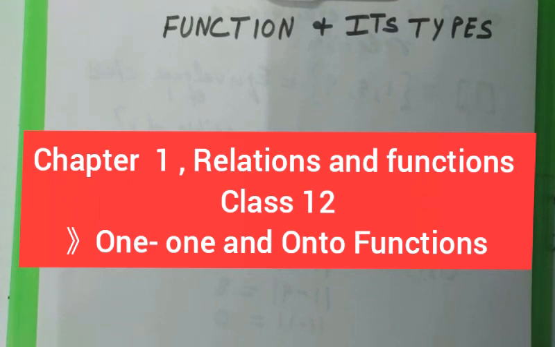We have already started chapter 1, relations and functions, and I have discussed relations and its types. I have also discussed the meaning of function in the class 11 video. You can see the link here, and today I am starting with functions and its types.